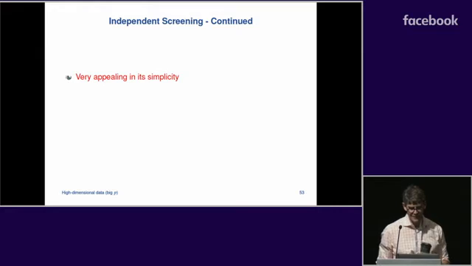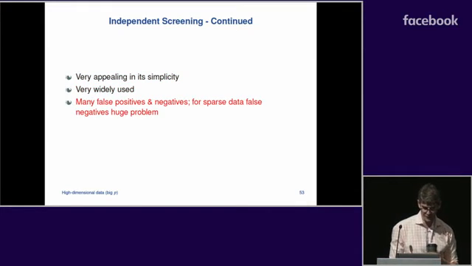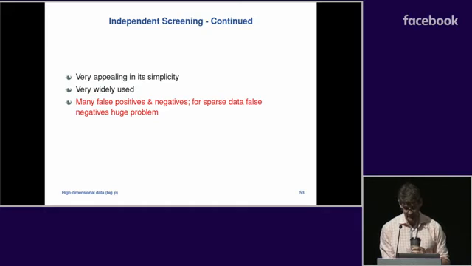Okay, so this is really, really commonly used. It's very appealing in its simplicity. It's quite scalable. We can do this in parallel. We're just doing a simple thing on little pieces of the data separately, and so it's quite nice in that sense. It's really widely used. There are a lot of false positives and negatives, obviously. For sparse data, it's a really big problem. We might have no power to detect anything.